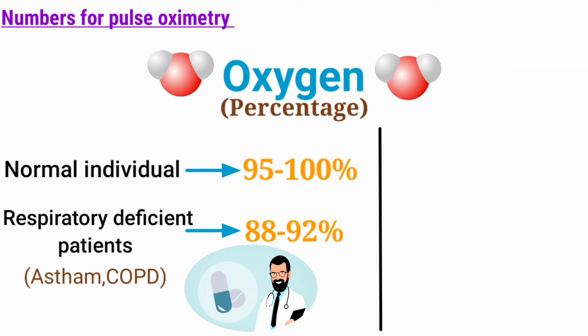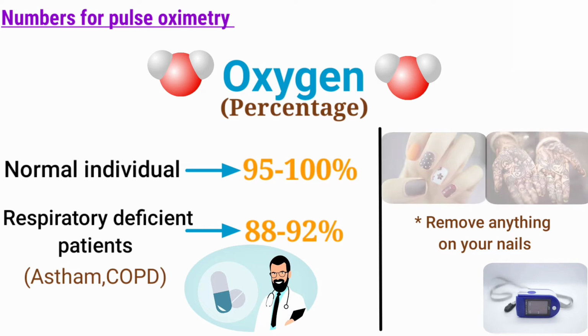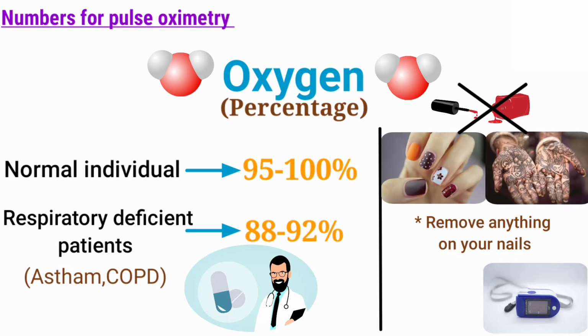But remember that when measuring with a pulse oximeter, remove anything on your nails that might block or disturb the ray, like nail polish or henna. And also, don't use it under direct sunlight, which might also give false results.